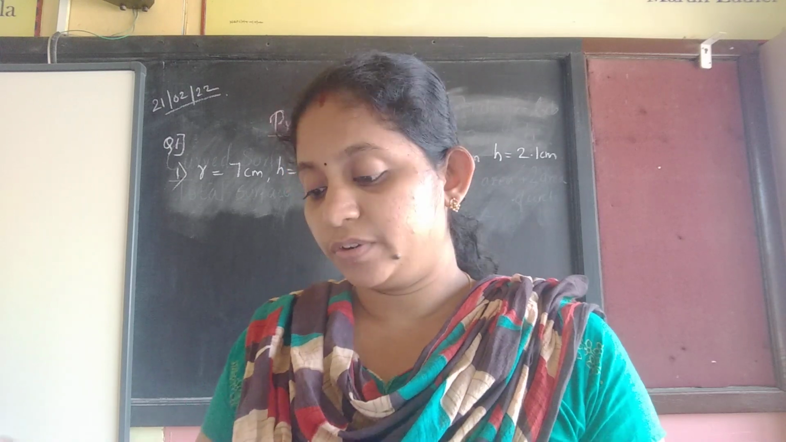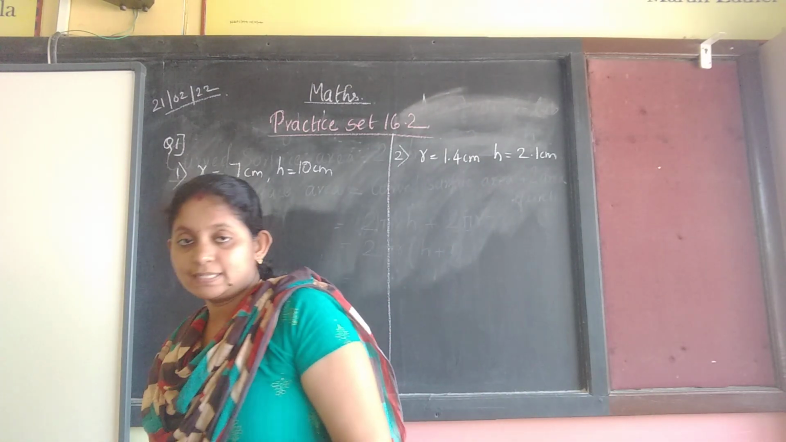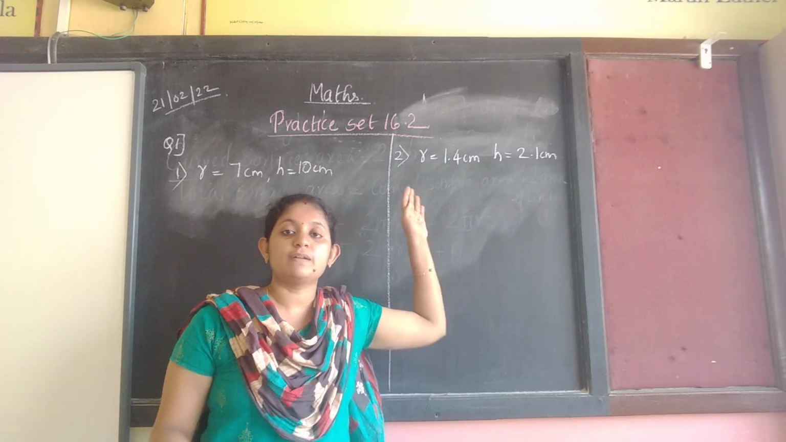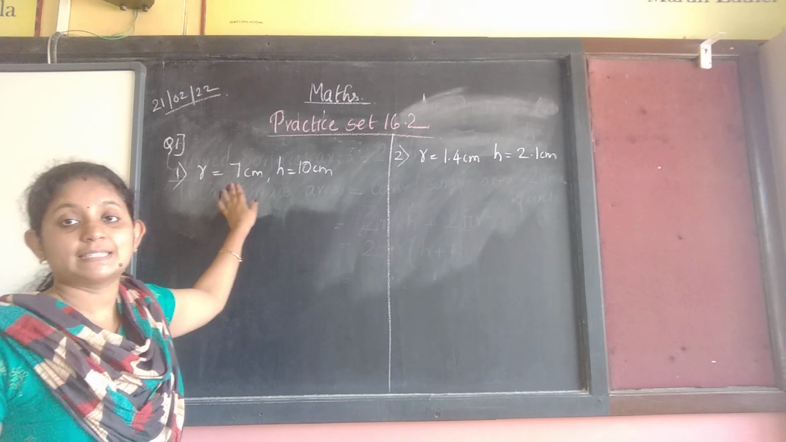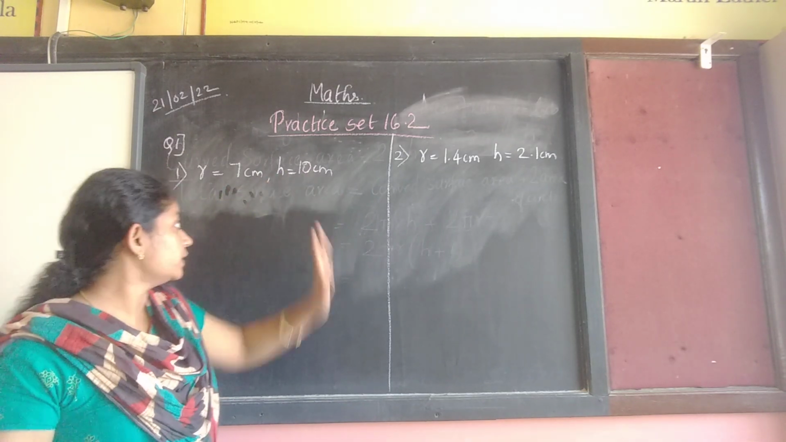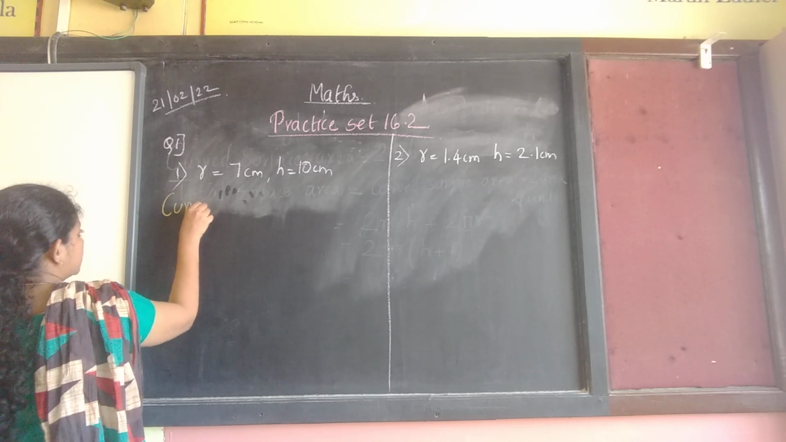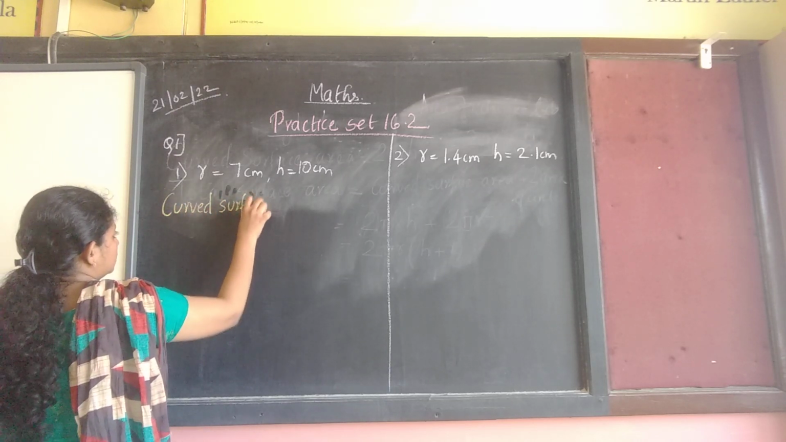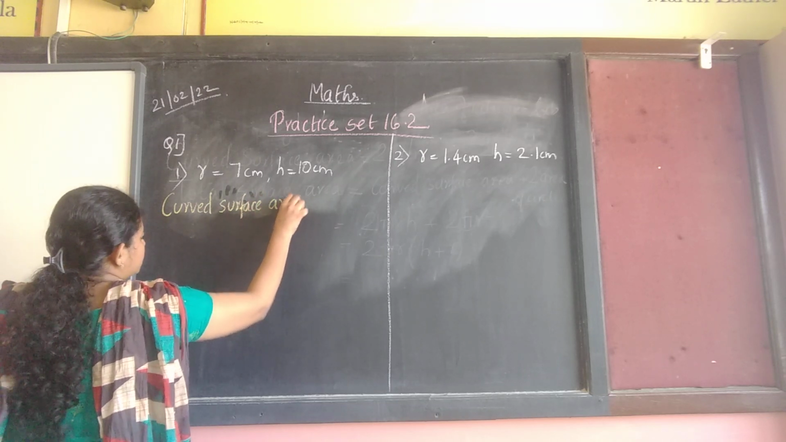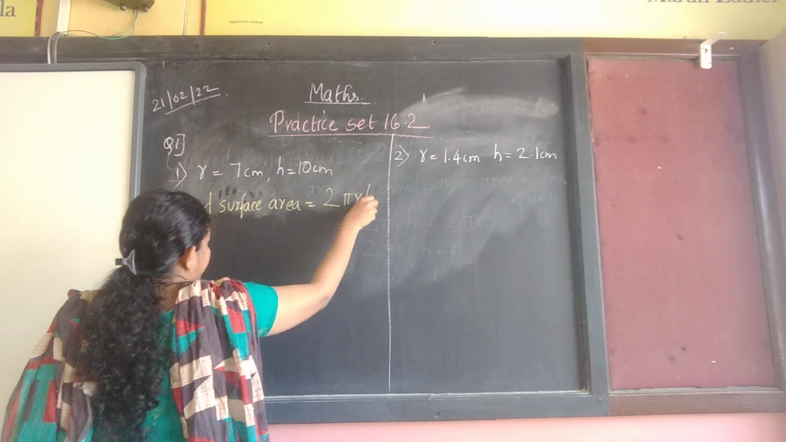So radius and height are already given. So we shall solve the questions. We know the formula, so it's easy to solve. We just have to substitute the values in the formula. That's it. So here radius is given as 7 cm, height given as 10 cm. First let's find out the curved surface area. What will be the curved surface area? Formula 2 pi r h.